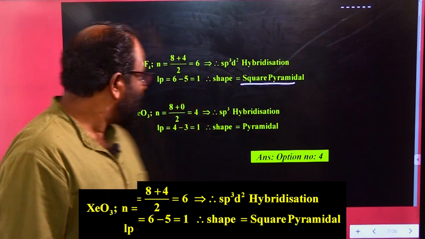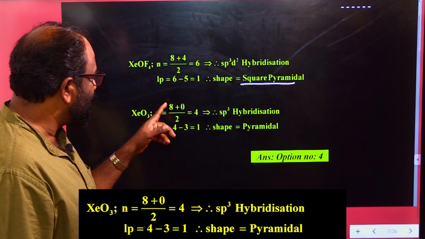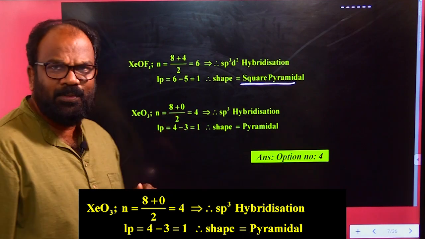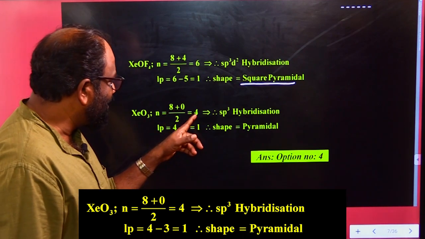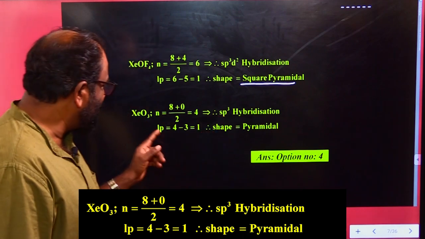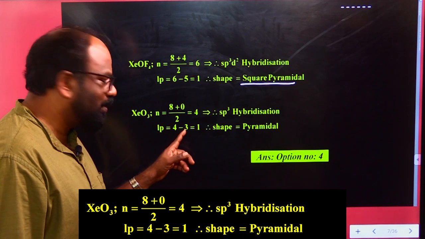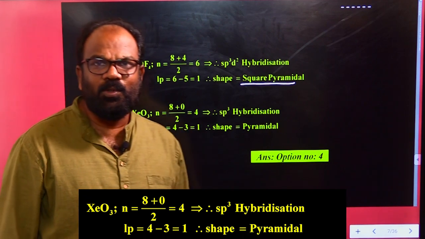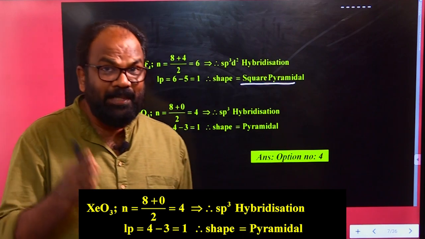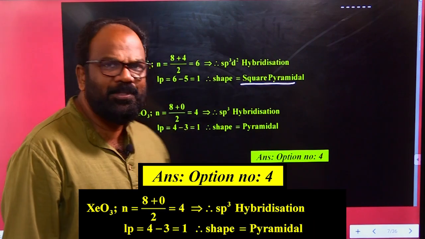Now the last compound is XeO3. Here number of hybrid orbitals n is equal to valence electrons 8. There is no monovalent atom, therefore it is equal to 0. Therefore hybrid orbitals is equal to 4. So hybridization is sp3 and lone pairs is equal to number of hybrid orbitals 4 minus number of groups 3, that is lone pair is equal to 1. sp3 hybridization with 1 lone pair. Therefore the shape or structure of the molecule is pyramidal. So here the answer is option number 4.